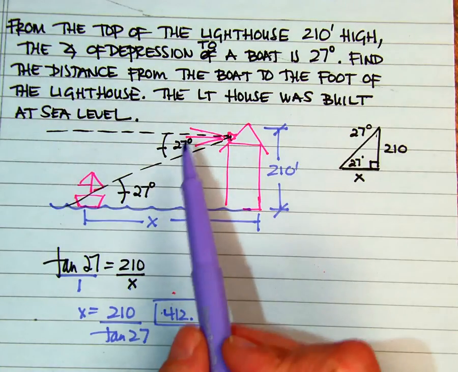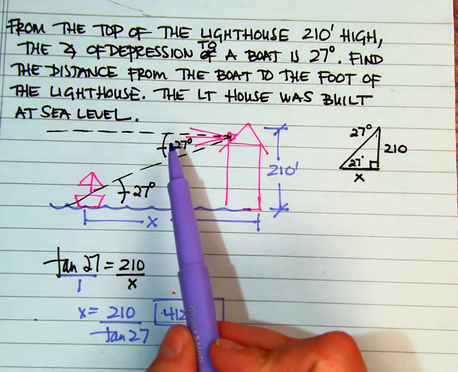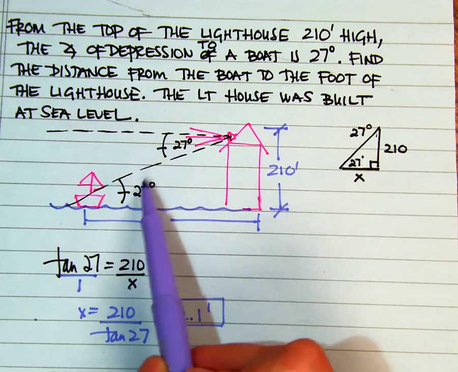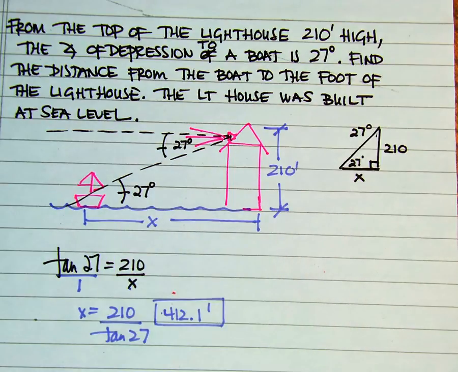I just wanted to make sure that you have examples of both the angle of depression being outside the triangle, which equals the angle of elevation inside the triangle.